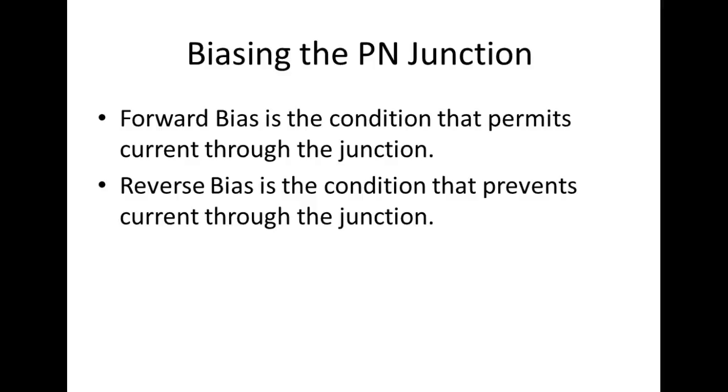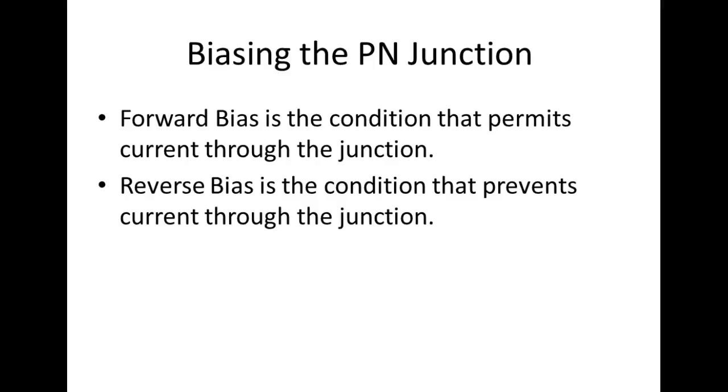So for a P-N junction, we have two types of bias. We have what we call forward bias. This is a condition that permits current flow through the junction. We have what we call reverse bias. This is a condition that prevents current flow through the junction. Y'all understand that? So we're going to be using that term all term long.